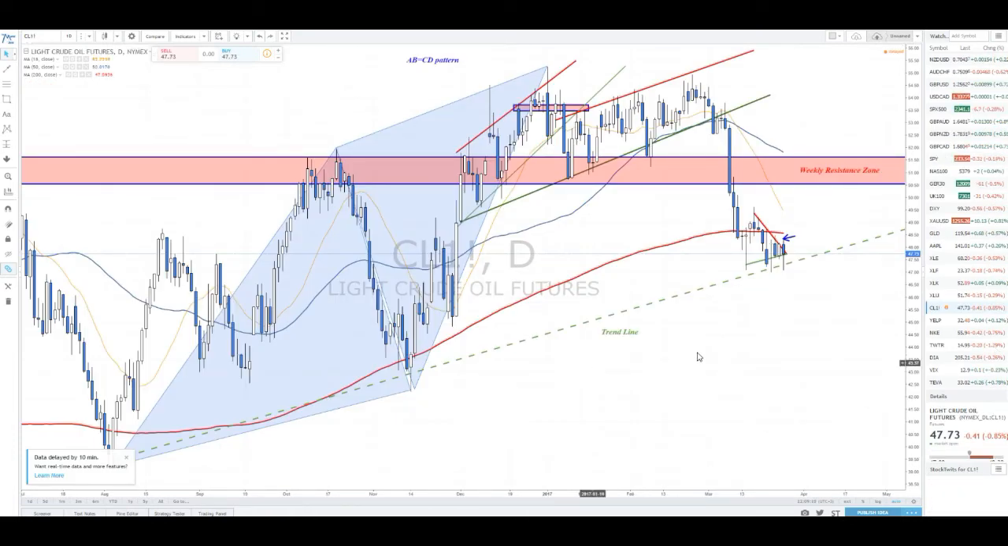A few words about oil. Oil retested the uptrend line again, bounced from it, and the price is back inside this triangle again. A breakout, a close above $48 will probably send oil towards the 200 days SMA line to retest it as resistance. A close below 47 will send oil to the next bearish target zone, 45 and 44. Those are the next bearish daily target zones. So that's about oil.